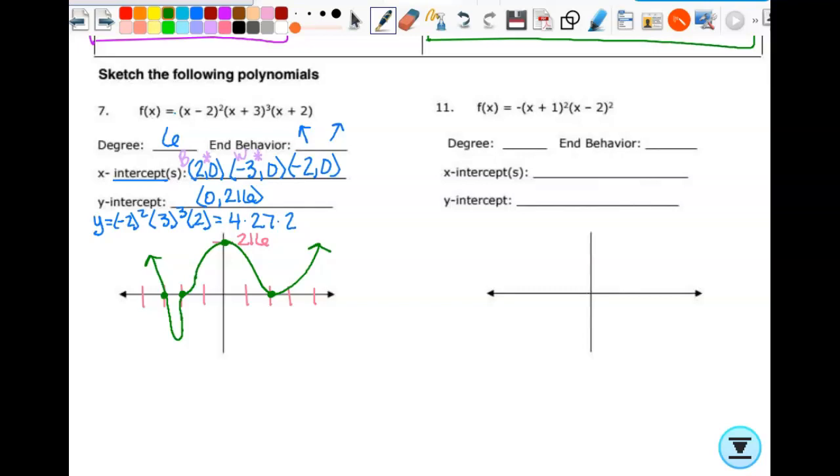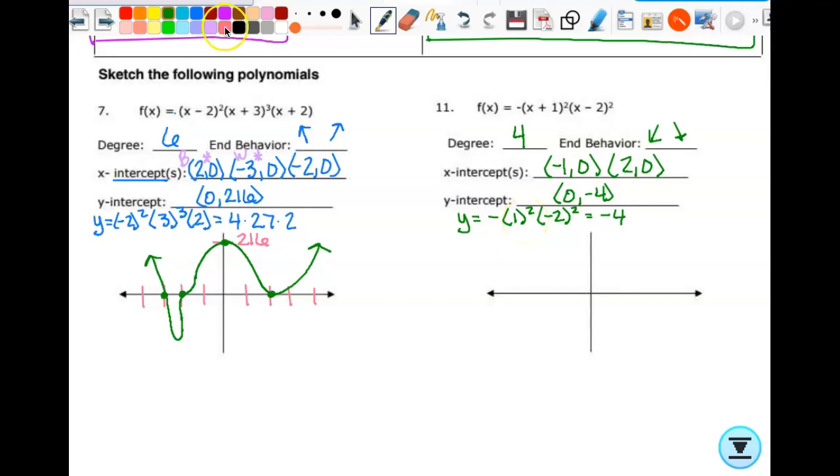All right. So on this one, I got a squared and a squared. So that means the degree is 4. It models a quadratic again. So this is going to be down, down. My x-intercepts are going to be at negative 1, 0 and 2, 0. Then I have to find the y-intercept. So that's going to be y equals negative 1 squared times negative 2 squared. So that's negative, so 1 squared is just 1. And then negative 2 squared is a positive 4, so it's just negative 4. So 0, negative 4.